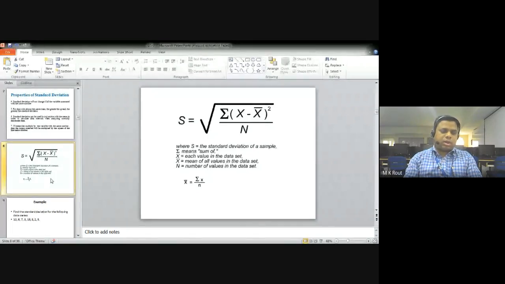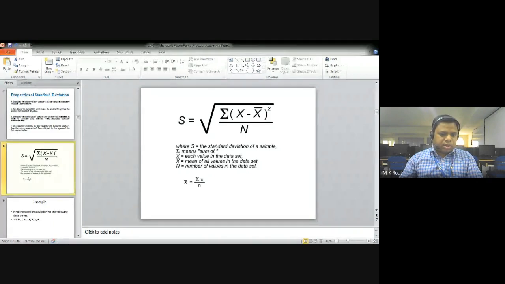As you know, in the calculation of mean or average, x bar is equal to summation of x divided by n. My advice to all of you is to note down the formula along with its notation. Then we will proceed to solving some examples related to standard deviation.